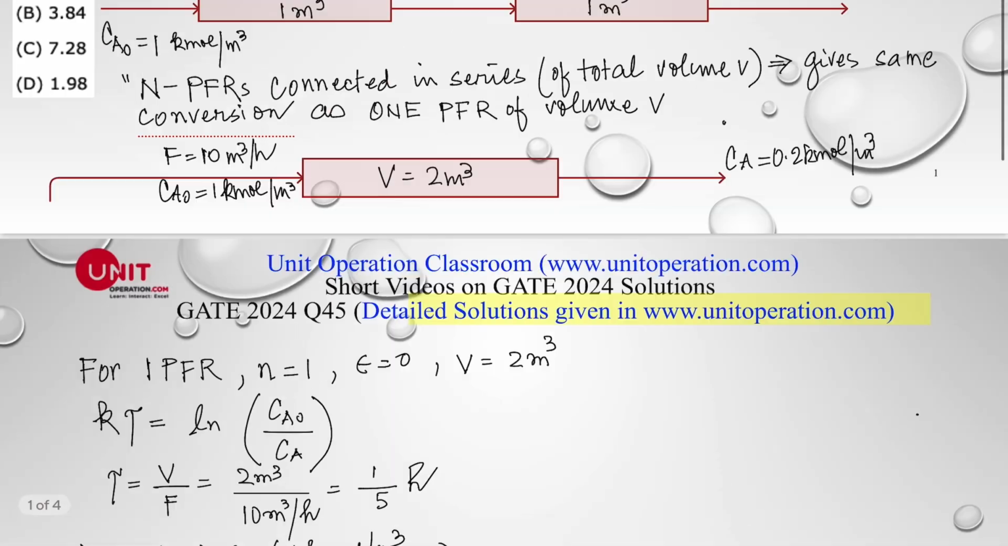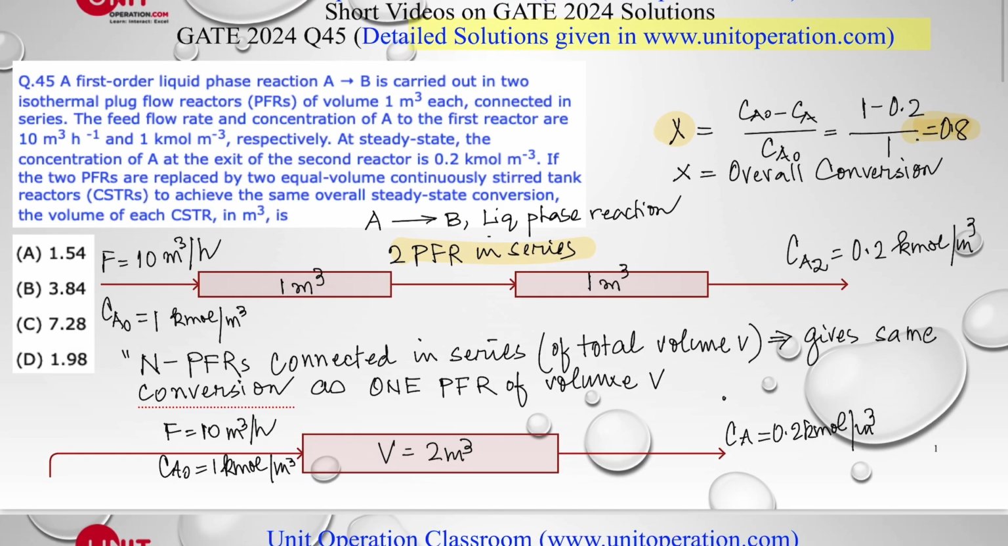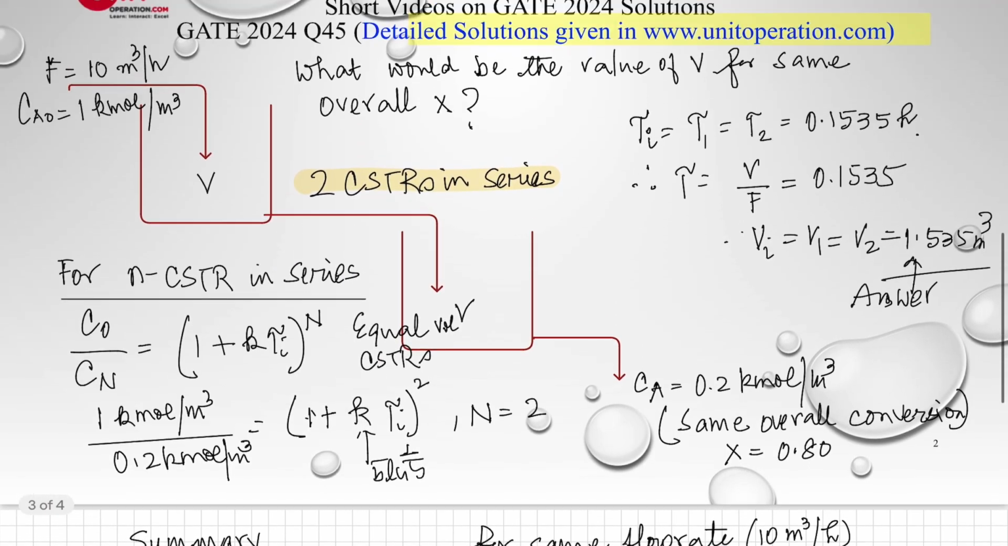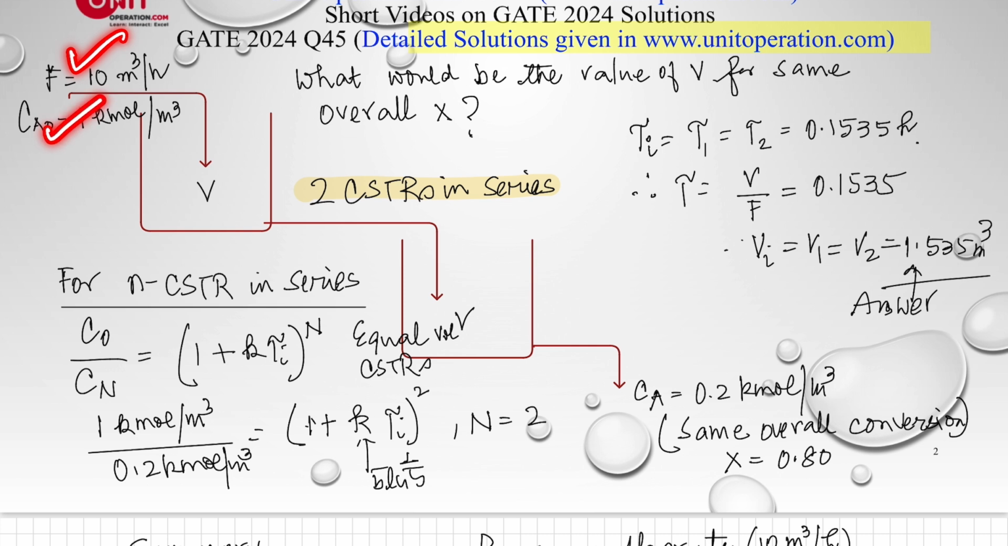The problem says that if the two PFRs are replaced by two equal volume CSTRs to achieve the same overall conversion, what will be the volume of each CSTR? Okay, so that's what we have to find out. Here the flow rate, the inlet concentration and the exit concentration remain the same, which means the overall conversion remains the same. So this is one CSTR and this is my second CSTR. Of course, the two volumes are the same, equal volume CSTRs.